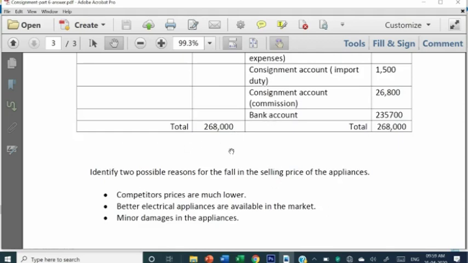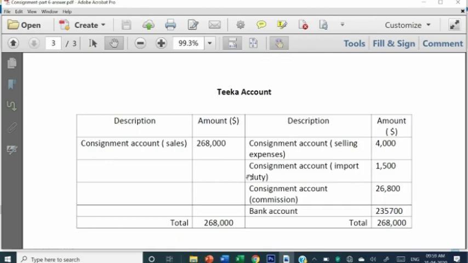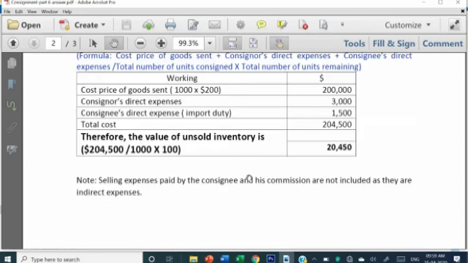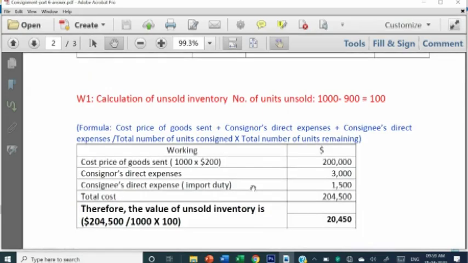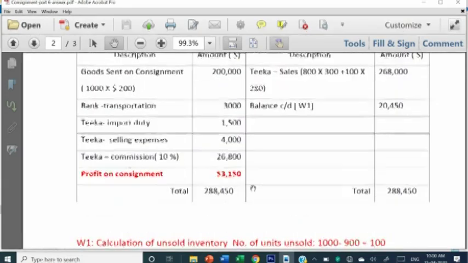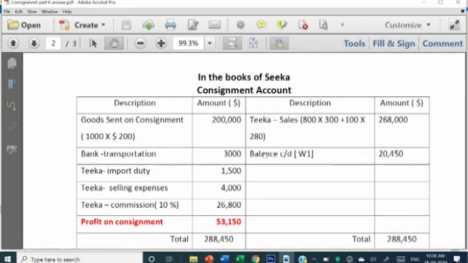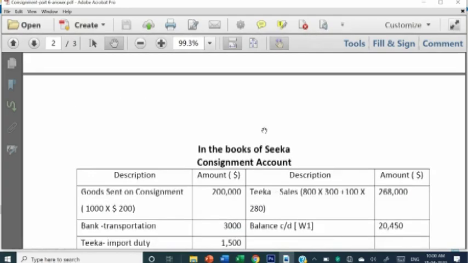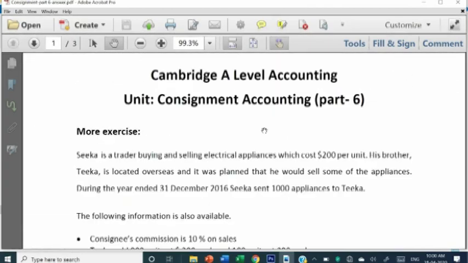So this is how you can prepare consignee's account in the books of consignor, and you can calculate value of unsold inventory and consignment account. So with this, we come to the end of consignment accounting part 6.